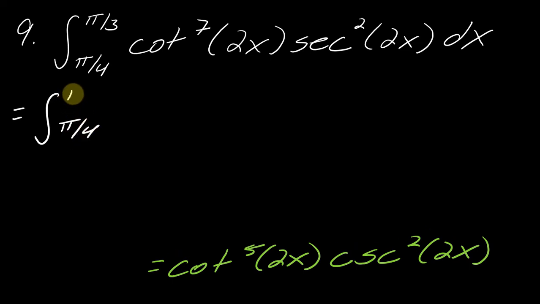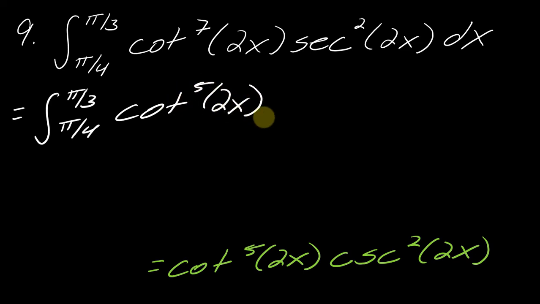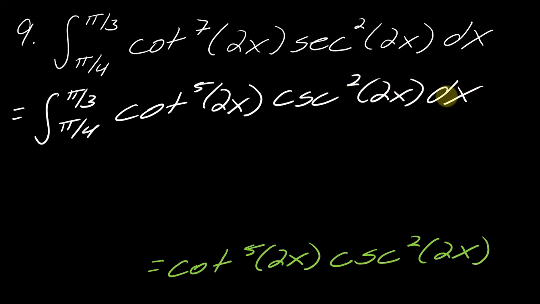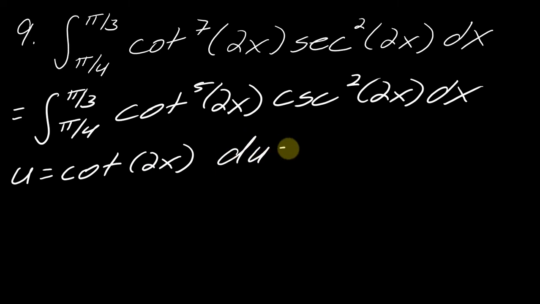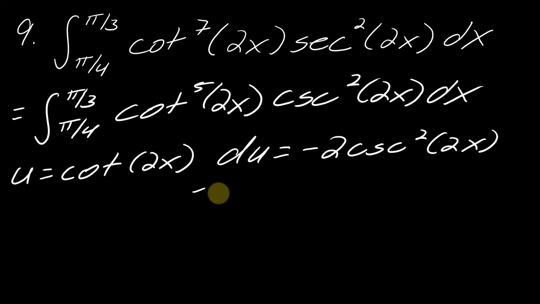So my limits of integration stay the same, and then this is the 5th power of cotangent 2x cosecant squared 2x dx. Okay, so now we can work on the substitution. So I'll clear some space. And my u in this case is going to be cotangent of 2x. So then my du is negative 2, don't forget to use the chain rule here, negative 2 cosecant squared 2x.